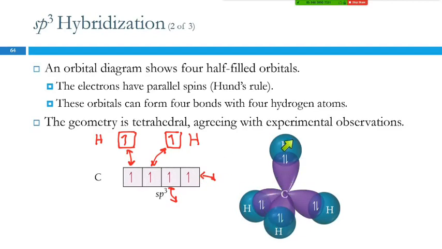They each have 1 electron, and each of those can overlap with the s orbital of a hydrogen atom, and that's going to form a bond. This is going to predict that this molecule is tetrahedral, which is what we observe experimentally, and that the formula will be CH4. Any questions?